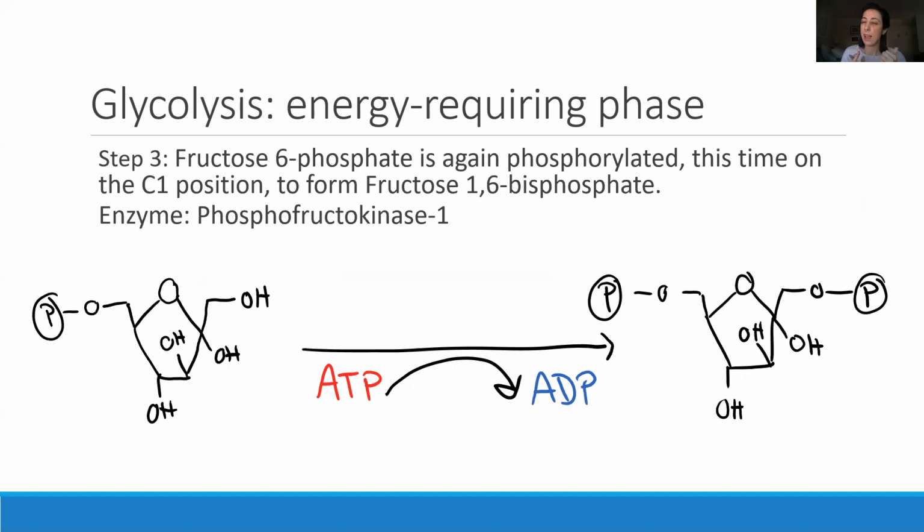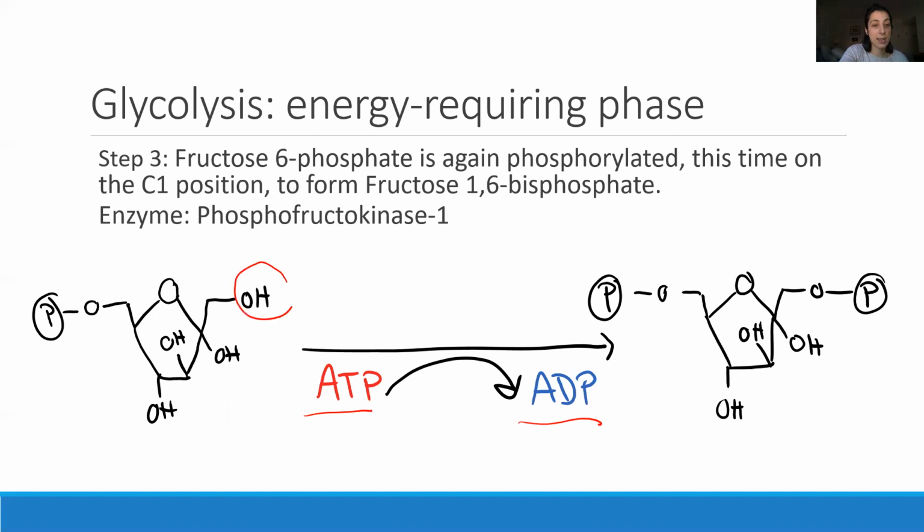Okay, step 3. As I hinted in the past, we want to phosphorylate that fructose. This is the second ATP we use in our energy utilization phase, right? This is still in the phase where we're using energy to build up our molecule so that when we break it down, it's going to release even more energy. So we're going to utilize our second ATP. It turns into ADP because it's giving away a phosphate. And it is going to phosphorylate the other side of that fructose.